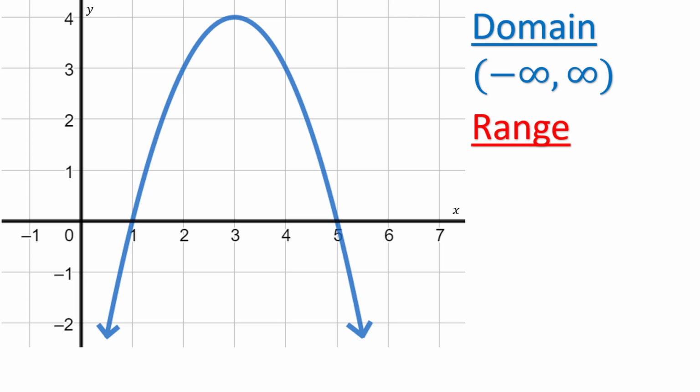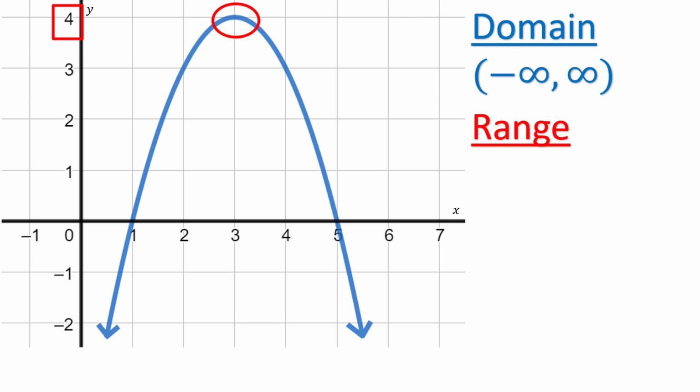As for the range, it should be clear that there is no lower bound. This function goes on forever into the negative direction with respect to y, but the upper boundary appears to be at y is equal to +4. Nowhere is this function higher than y is equal to +4, and +4 is included in the function, as we do not have something like an open circle.